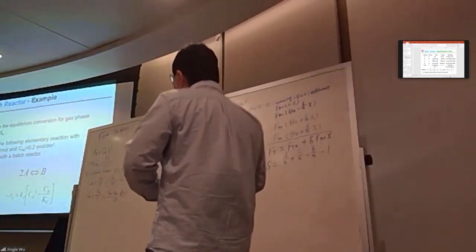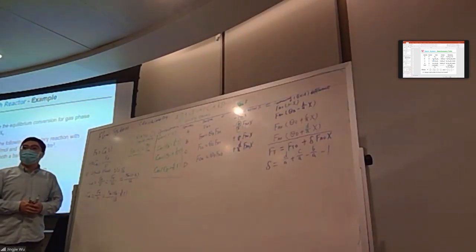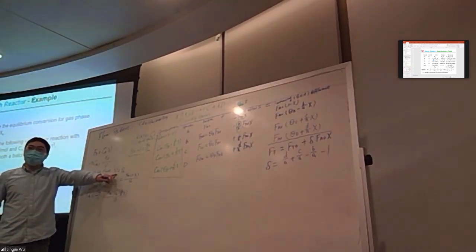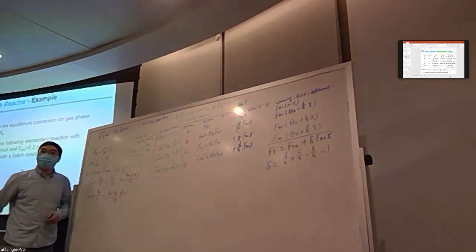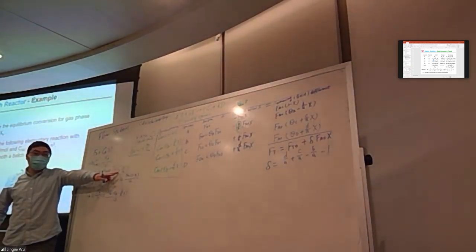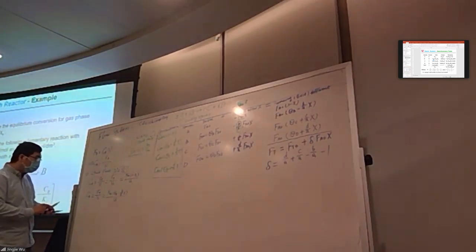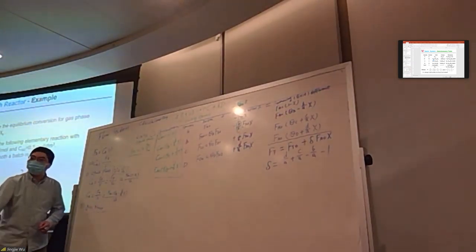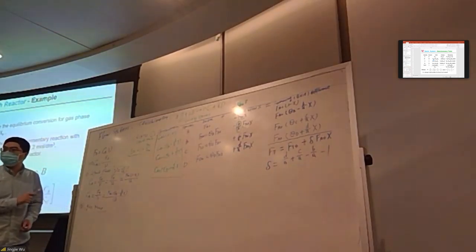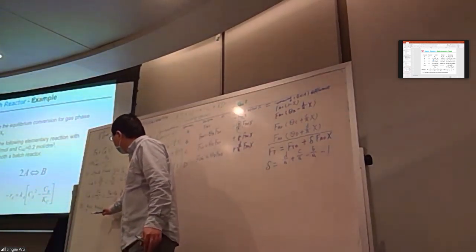So for the liquid phase, we normally assume the volume does not change, so the volumetric rate does not change. That's an important assumption for the liquid phase. Only with this assumption can you arrive at this conclusion. For the gas phase, it's a totally different story. We'll talk about it probably next lecture.